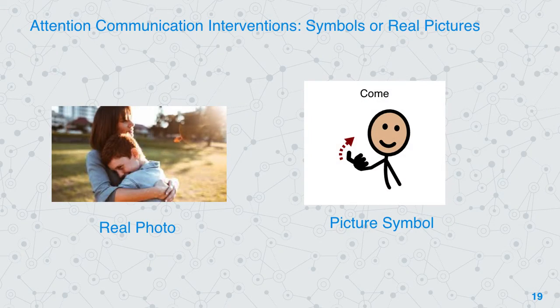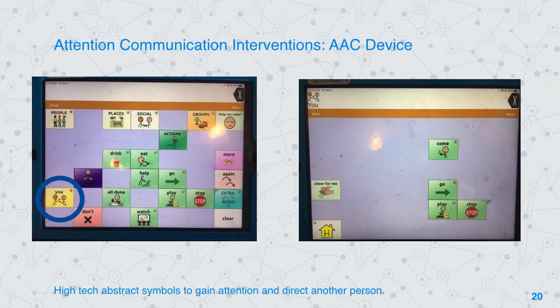Again, here's just some use of symbols or real pictures for your child to let you know that they want some sort of attention from you. And again, going on to use the student's talker to let you know that they want to hang out with you and play with you once they have those beginner skills mastered.